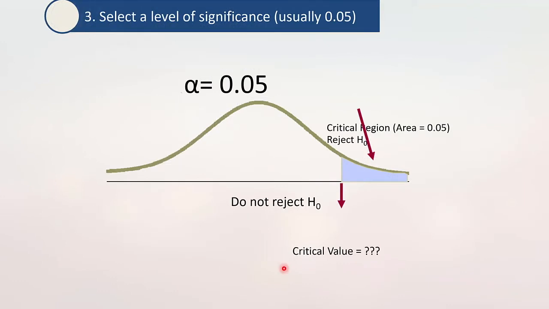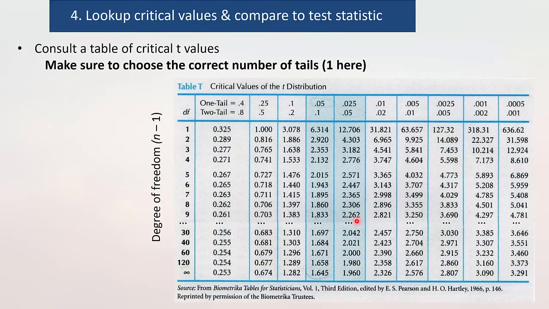And the third step is to select a level of significance. Again, we use 0.05. However, now the distribution is not normal distribution. So we need to look up a different table for this critical value. Let us look at this t-table. Since we are looking for if it is greater than 135 kilograms, so it is one-tailed.